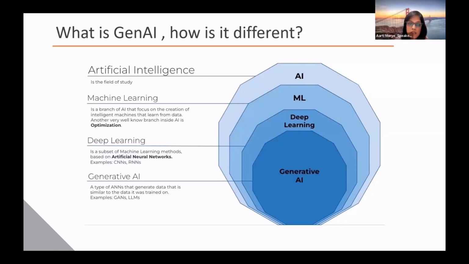Deep learning is a further subset of machine learning. Because data is the core of ML, it is also the core of deep learning. Deep learning is a subset of machine learning methods based on ANNs, which are artificial neural networks. And then comes generative AI, which is a further subset of deep learning. Generative AI is a type of ANN that generates data that is similar to the data that it was trained on.